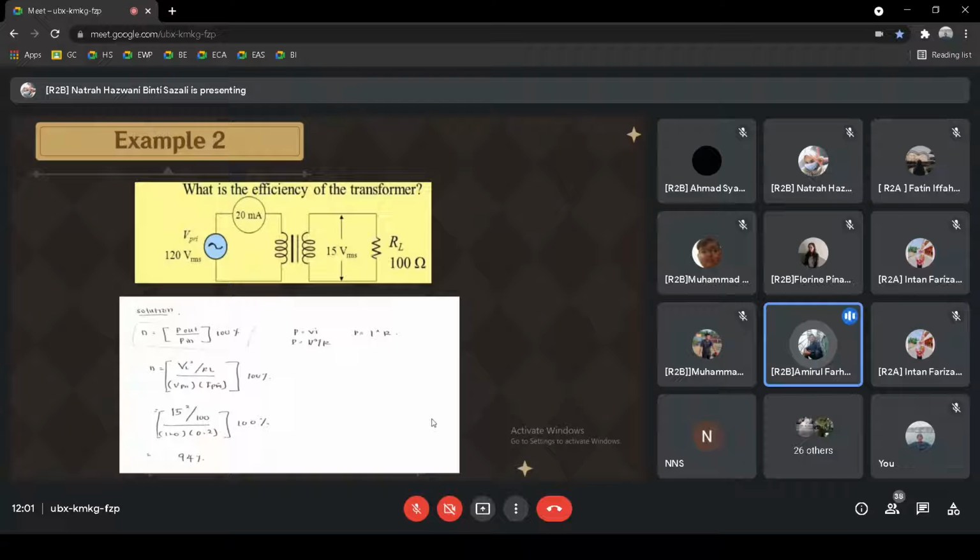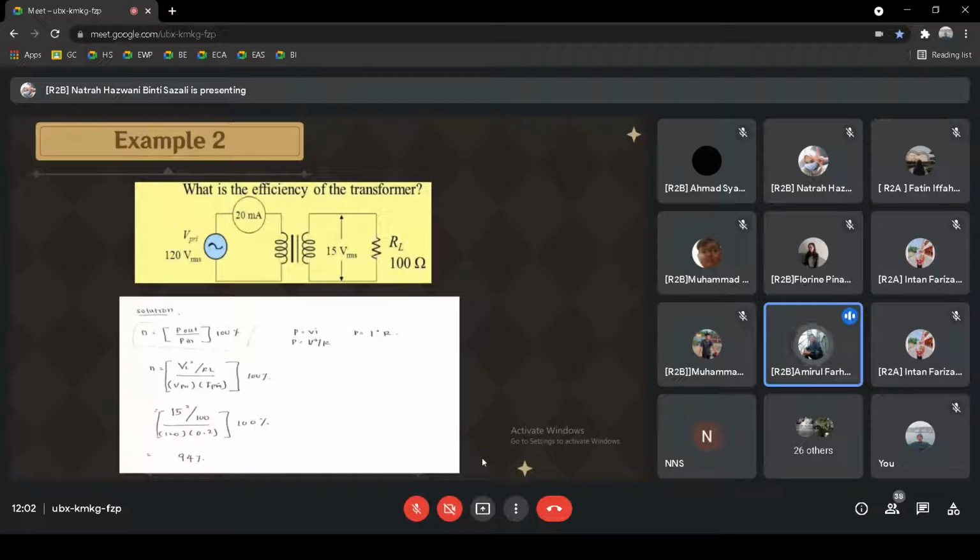So we need to use the formula that has been explained by our group just now. There is η equal to P out over P in times 100%. So how to find P out and P in? We have three choices to find power: P equal to VI, P equal to V squared over R, and P equal to I squared R. So at the P out, at the secondary part, we have V and R. So we need to choose the formula P equal to V squared over R. And then at the P in, the primary part, we have V and I. So we just use P equals VI.